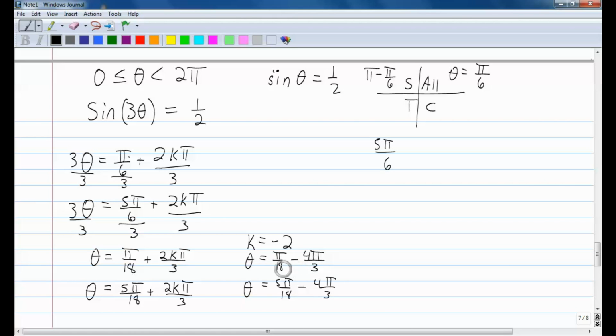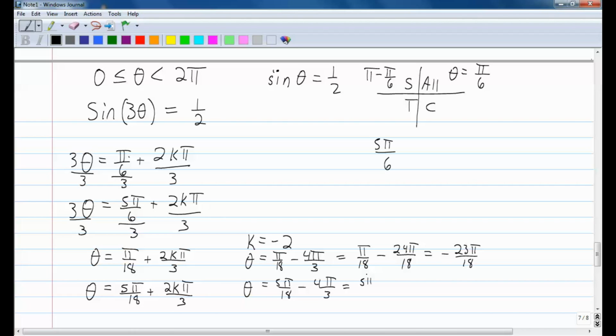Now, I can tell just by looking that these answers would be negative, but I'm going to go ahead and get common denominators and show you. So the common denominator would be 18. So this is pi over 18 minus, 3 are going to 18 6 times, 6 times 4, that's going to be 24 pi over 18. And so if I subtract that, I get a negative 23 pi over 18. So that's less than 0. That's not one of my answers. Do the same thing on the next one, the next equation.